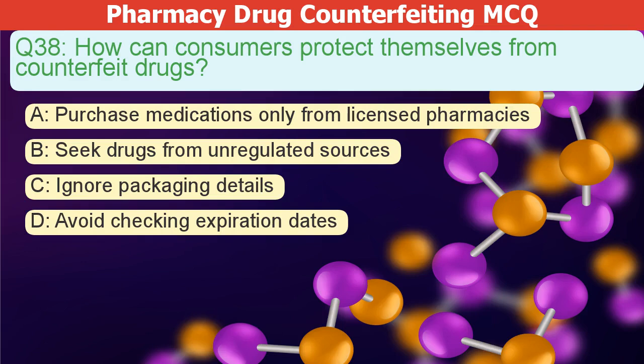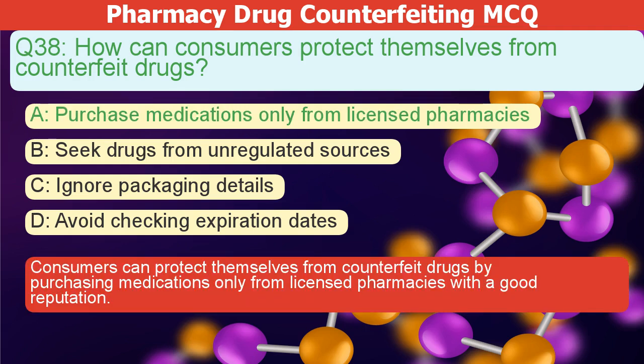How can consumers protect themselves from counterfeit drugs? A. Purchase medications only from licensed pharmacies. B. Seek drugs from unregulated sources. C. Ignore packaging details. D. Avoid checking expiration dates. The correct answer is A. Consumers can protect themselves from counterfeit drugs by purchasing medications only from licensed pharmacies with a good reputation.